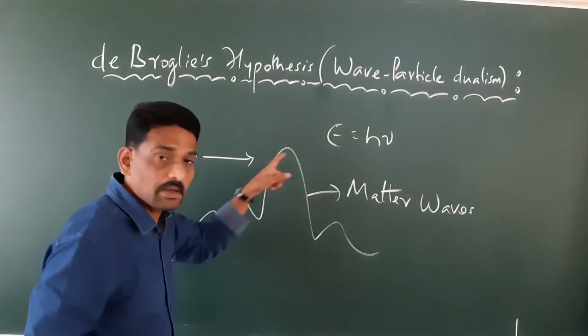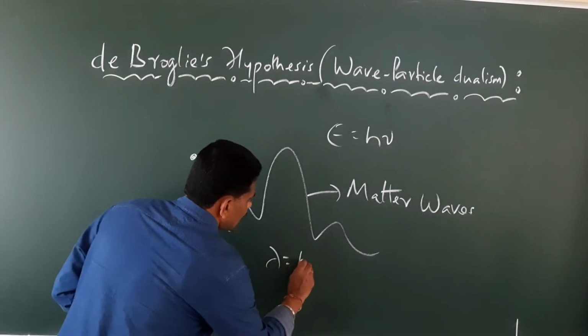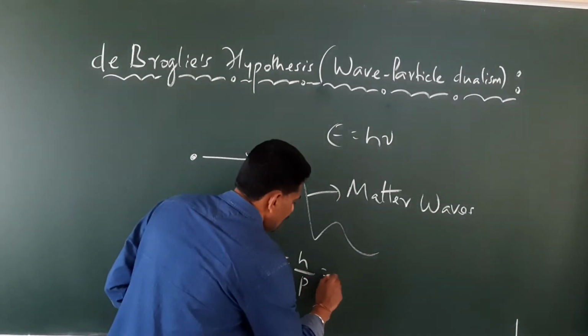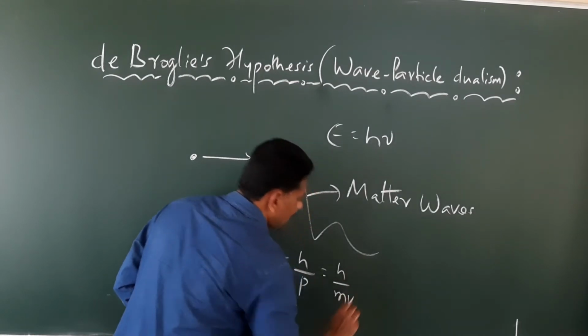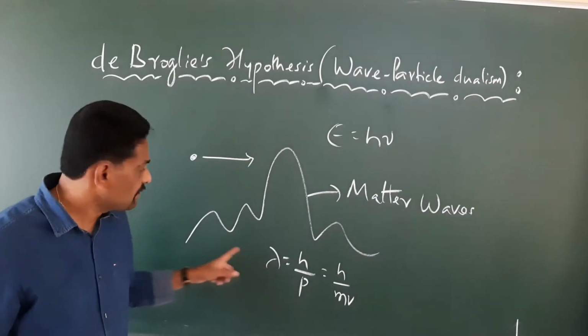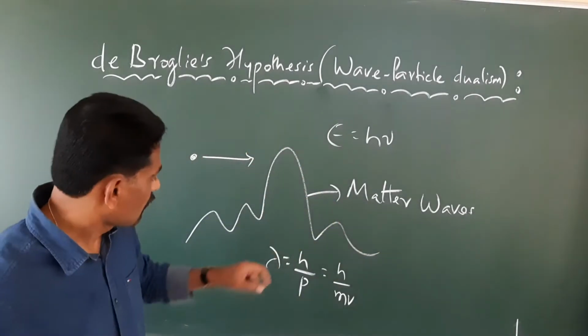The wavelength of the matter waves is given by lambda equals h by p, or in other words, lambda equals h divided by m into v. So what is lambda? Lambda is the wavelength associated with a moving particle. What is h?